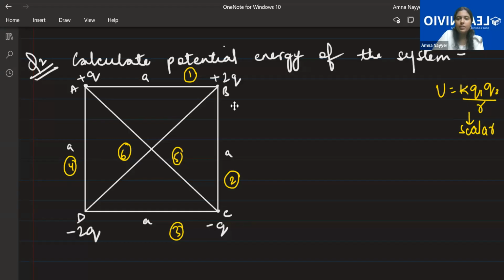See what will be the net potential energy if I write, for these two, k q into 2q divided by a. Right? First. Can you tell me for the second one, Raneem?